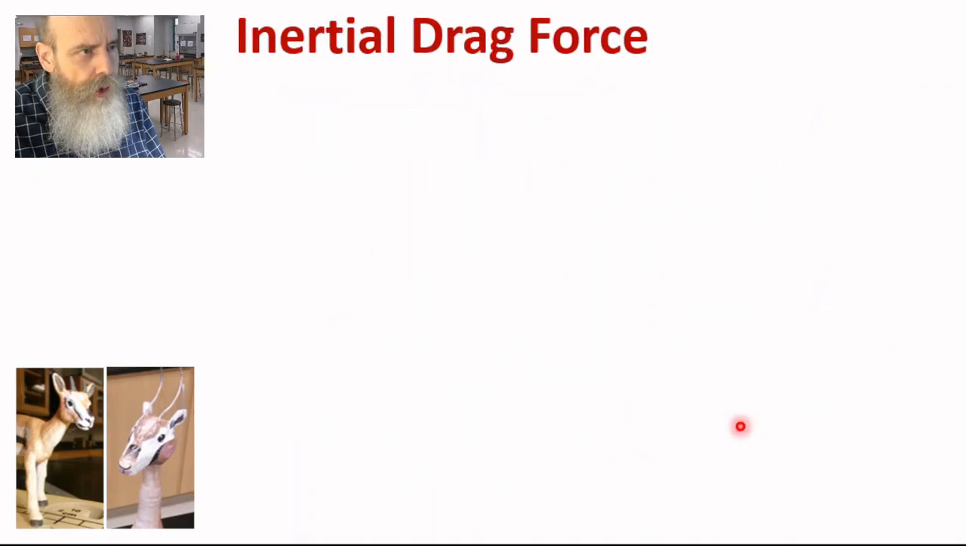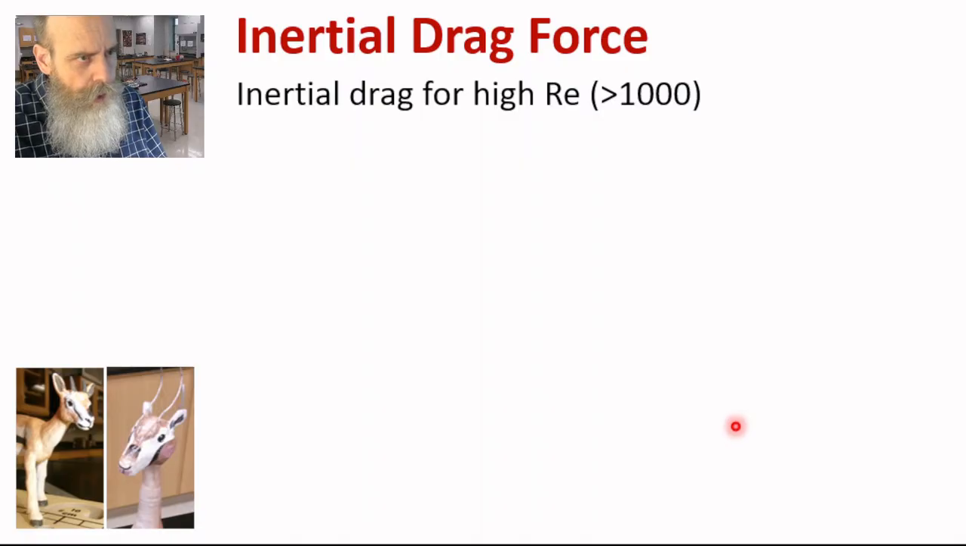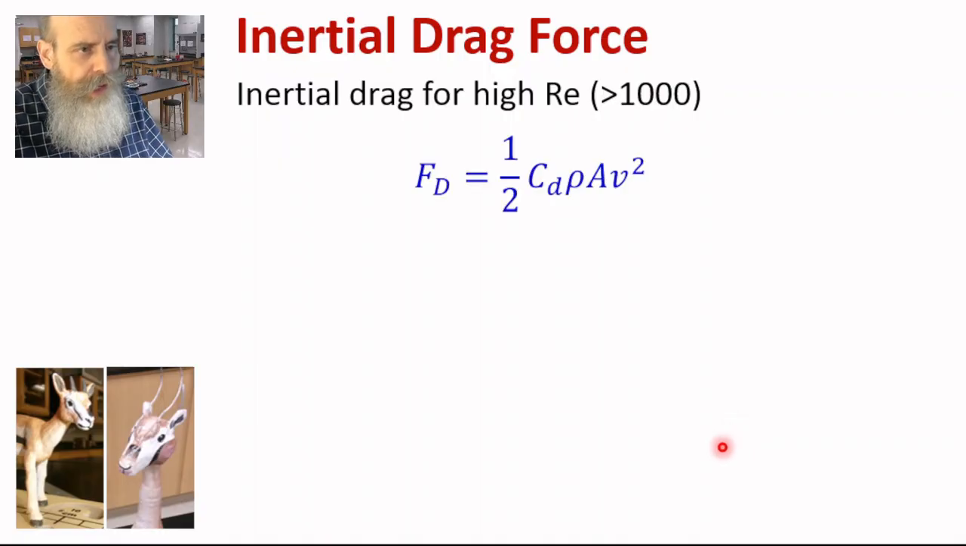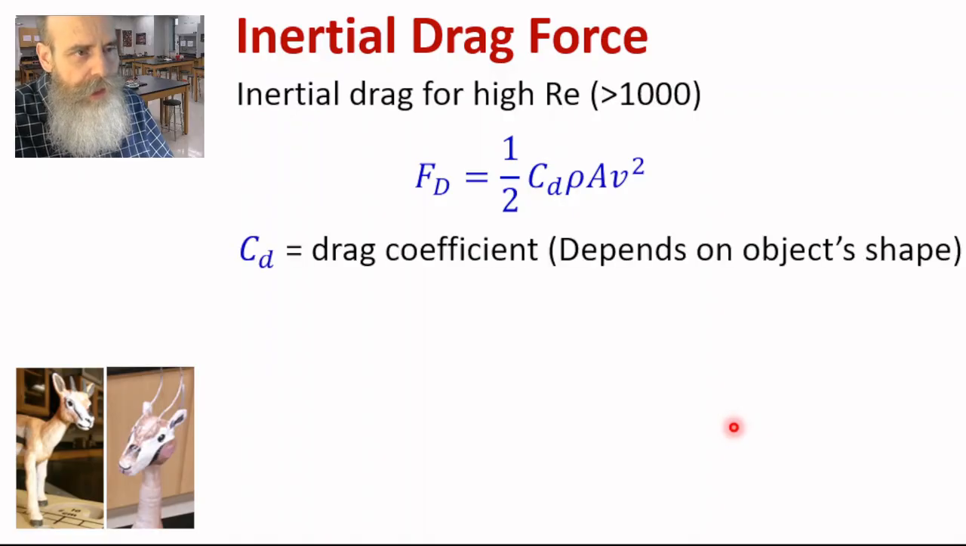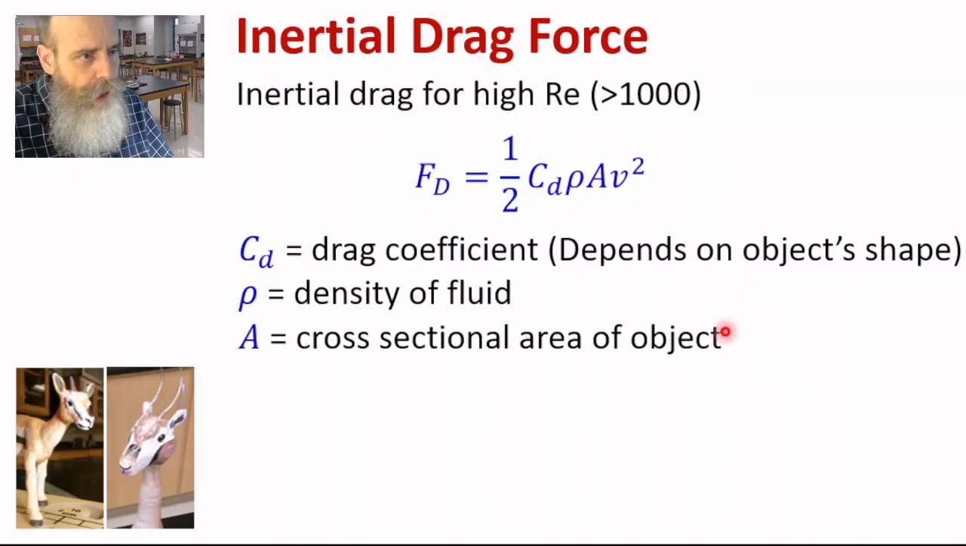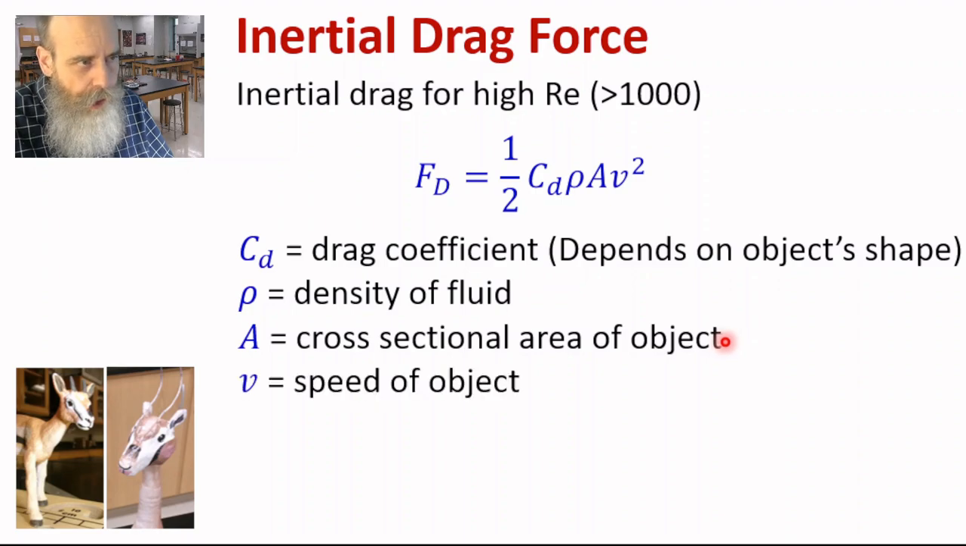Let's look at the inertial drag force. We have inertial drag for high Reynolds numbers, greater than 1,000. We can write it like this. Fd equals 1/2 CD rho A V squared, where CD is a drag coefficient, and it depends on the object's shape. Rho is the density of the fluid, A is the cross-sectional area of the object, and V is the speed of the object. Note that the inertial drag force is proportional to the square of the speed.